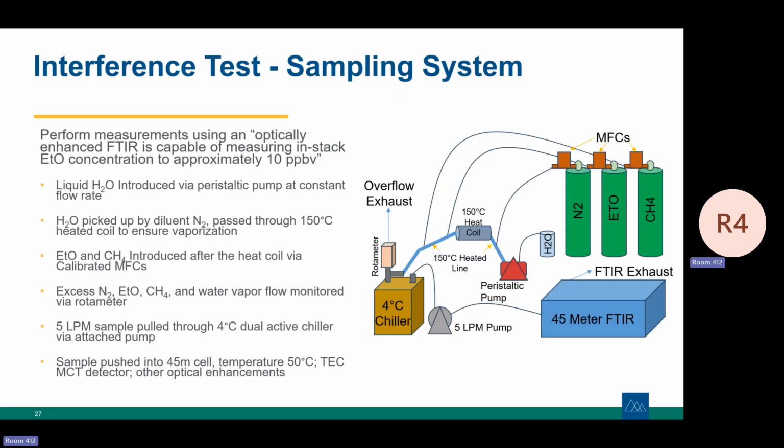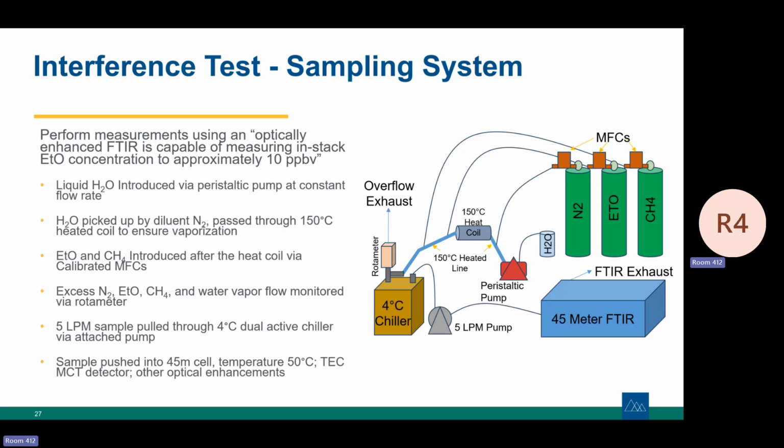This is a general setup of the instrument and the entire setup for the interference testing. You can see the water was introduced via a pump at a constant flow rate, picked up by the nitrogen, and went through a 150-degree coil to make sure everything was vaporized. The methanol and ethylene oxide were then added to that, then passed through a pump. Everything was monitored via the rotameter.